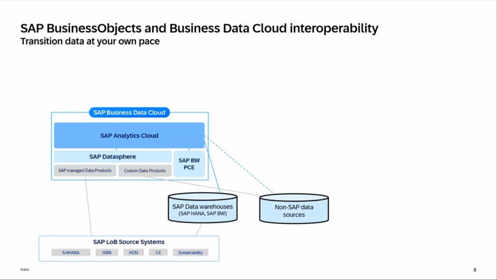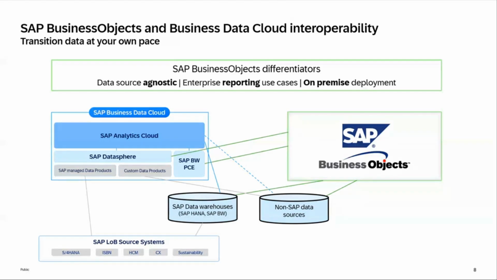But of course, when we talk about non-SAP data, this was really from the beginning the DNA of Business Objects, which from day one has been data source agnostic, and this is still true. Of course, we do support our own stuff. So we do connect to BW, SAP HANA, BW/4HANA, and DataSphere. Don't get me wrong. If and when you start shifting your data to Business Data Cloud, Business Objects will remain a first-class citizen when it comes to analyzing that data.